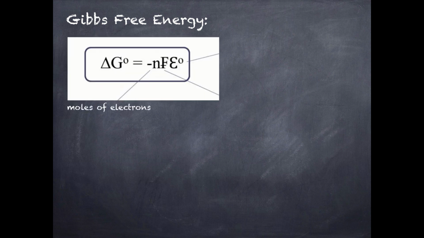Your n is your number of moles of electrons. So it's the number of electrons that are transferred from your reactants to your products. F is Faraday's constant, which will always be given to you. Its value is 96,485 coulombs per mole of electron. And then E is your cell potential, which we just looked at calculating.